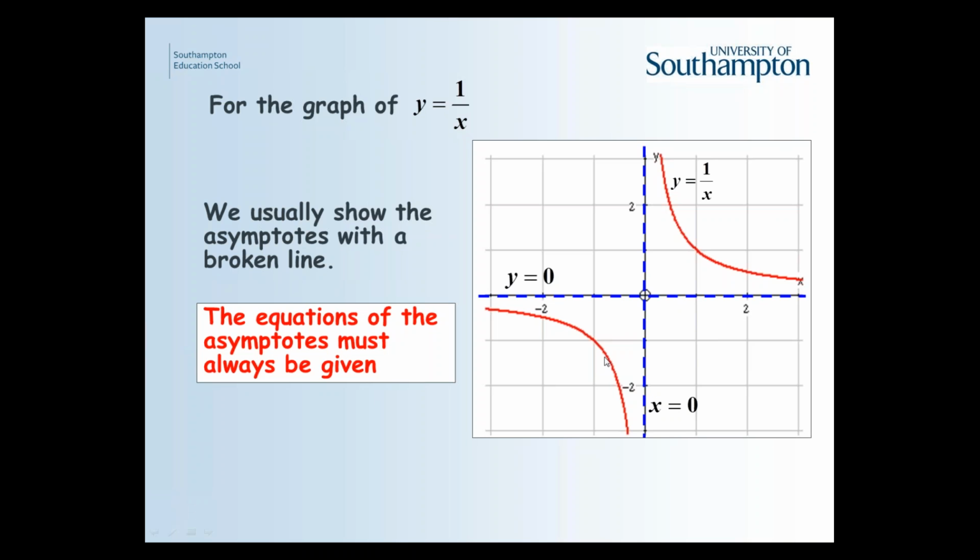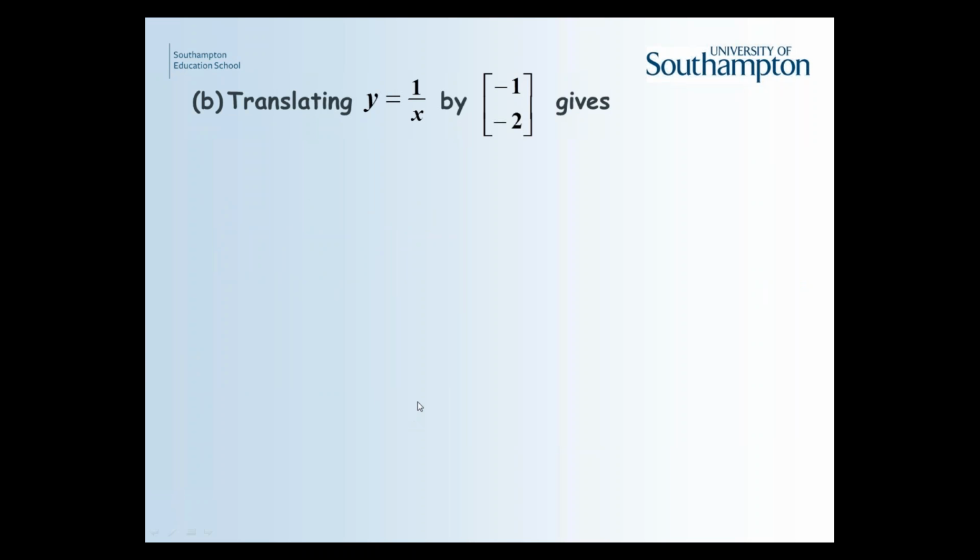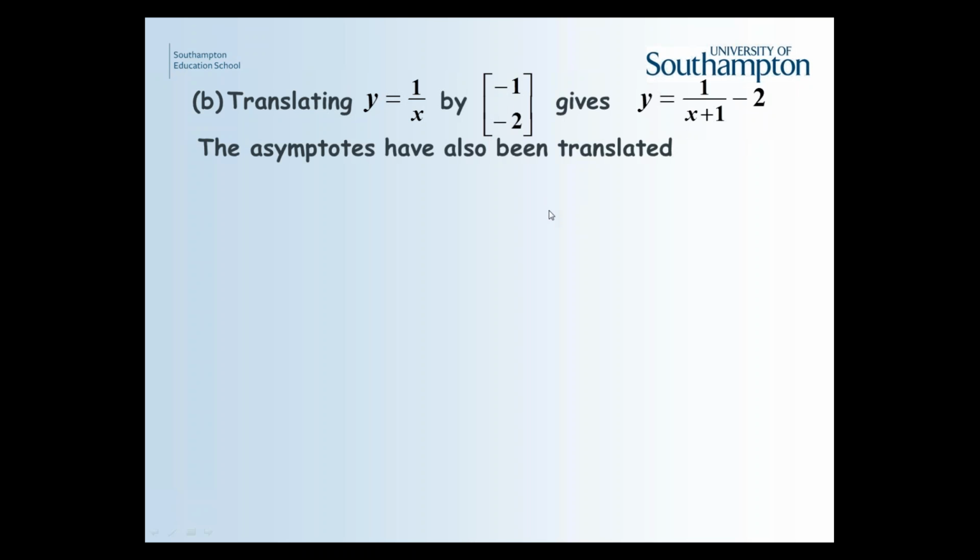It's also useful to write where they are, because then when they get translated, it's useful to know where to move them. So translating does just the same as it does in every other thing. So minus 1 means it's going to move to the left by 1, and minus 2 there means it's going to move down by 2. Now, in fact, what that does is it changes the bit with the x to whatever the opposite of that is, so that changes to x plus 1. And on the outside, we take off the 2. So that's our new equation for the graph.